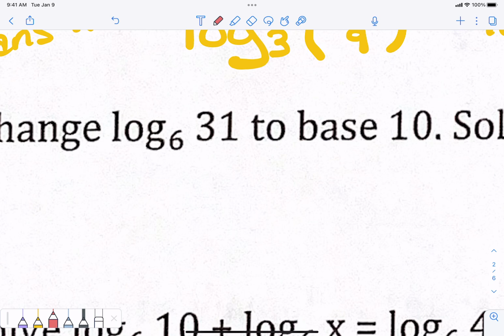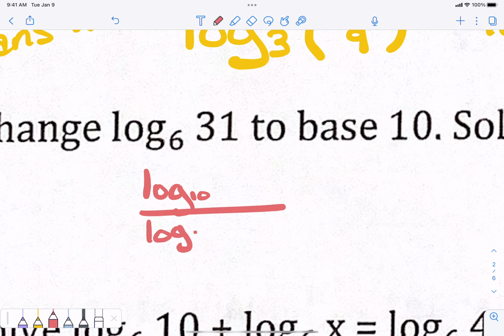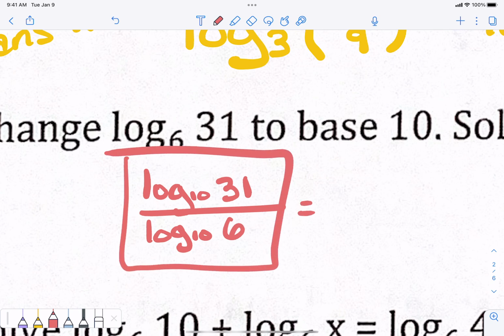So I want to change this to be like log base 10 of something. Right? Change it to a base of 10. Log base 6 of 31 equals x. Log base 10 of 31 over log base 10 of 6. That's it. This is how you change it to a base 10. You make them both log base 10s, but you put 31 on top and 6 on bottom.